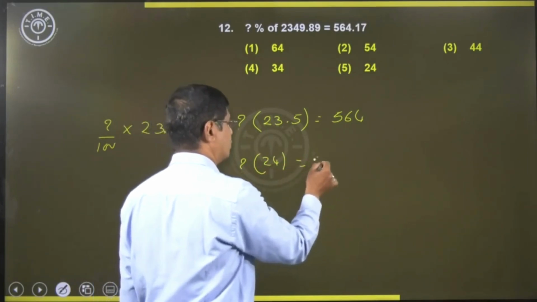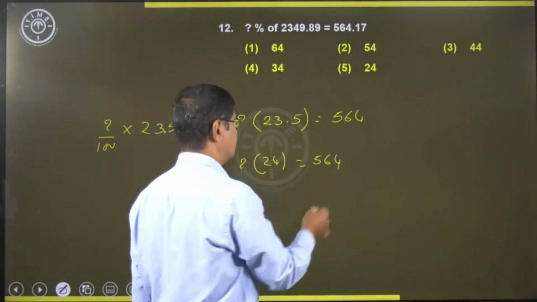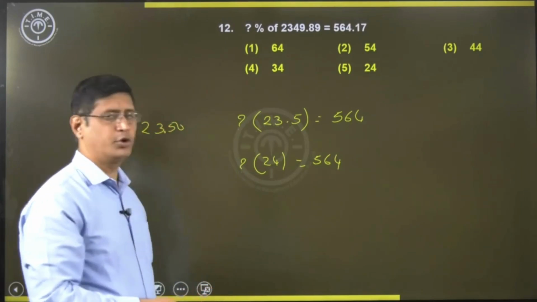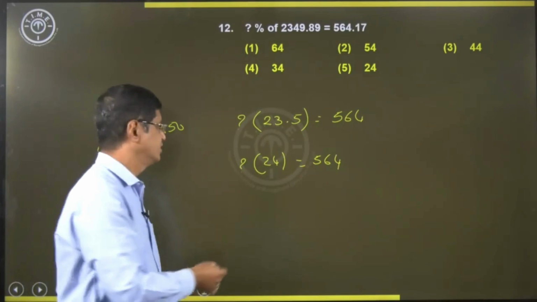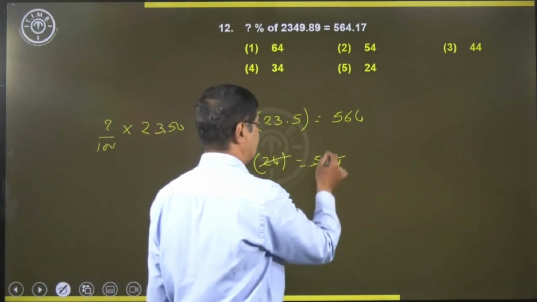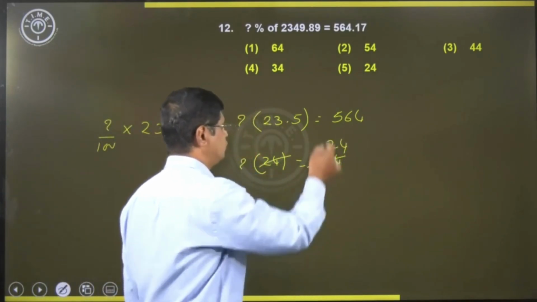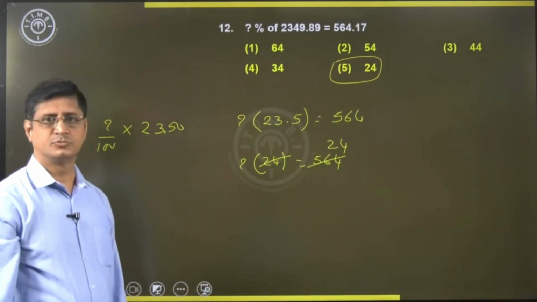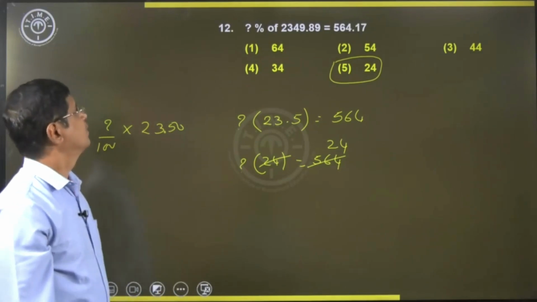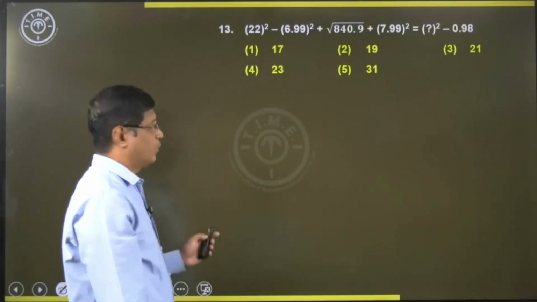So 24, 564, approximately 24 into 24. 24 into 24 is equal to how much? 576. So it goes 24 times the value of question mark. That is option number 5. 24. Look at the next example.